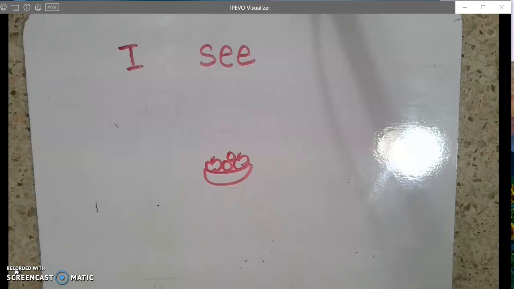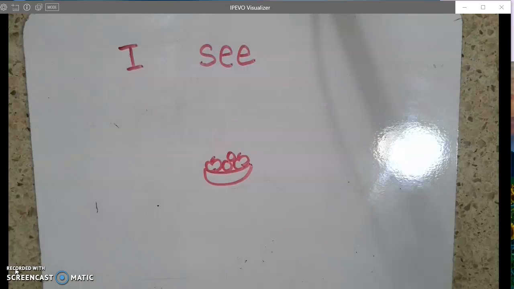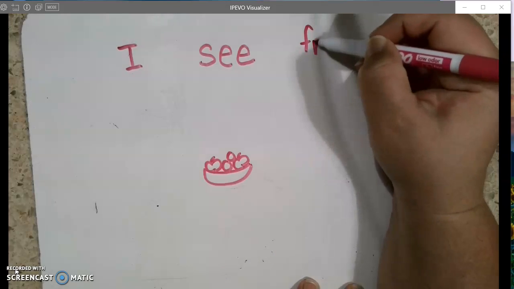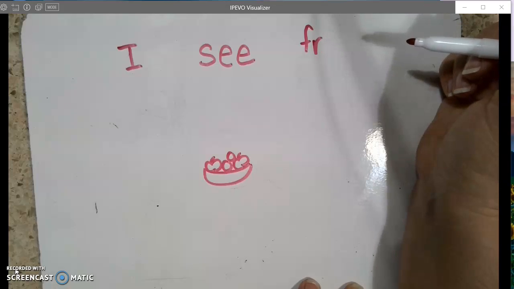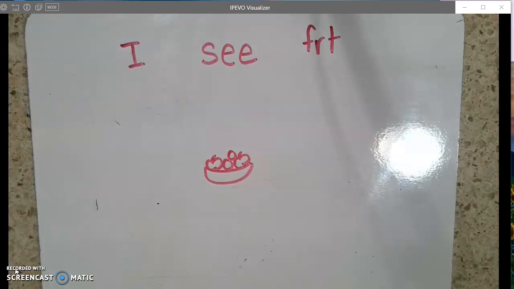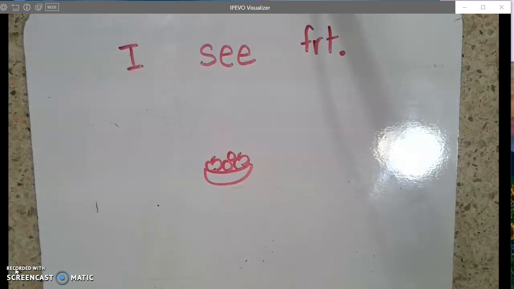I see a bowl of fruit. So I'm going to write I see fruit. And I'm just going to sound fruit out and write down the letters that I hear. Oot. What says oot? I'm going to say I hear the T. Fruit. But my sentence is missing something. What is my sentence missing? My sentence is missing a period.